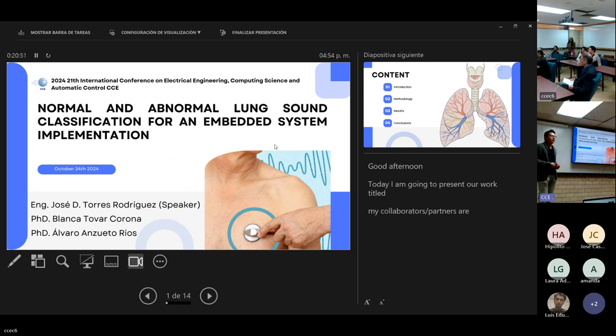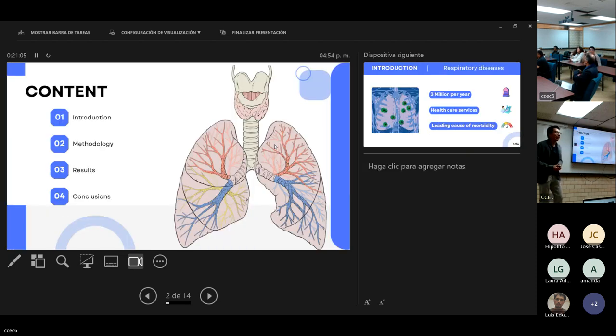And today I'm going to present our work titled Norma and a Number of Sound Classification for Embedded System Implementation. My collaborators are PhD Blanca Tobar Corona and PhD Carlos Castorrios. The agenda for this presentation is as follows. We will begin with an introduction, then our methodology, the results, and some conclusions about our findings.